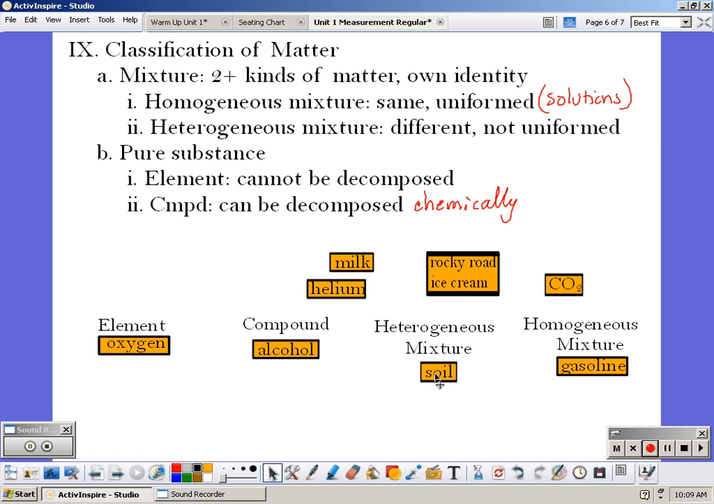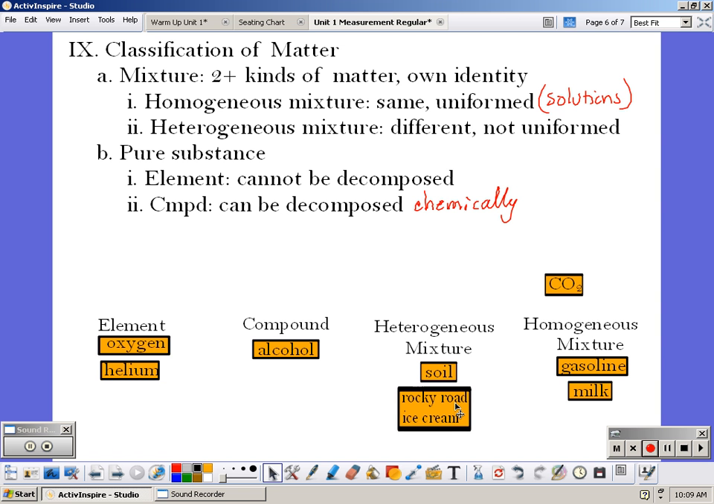Helium is an element. Symbol is He. Milk would be a homogeneous mixture. Rocky Road ice cream would be heterogeneous because you would be able to see the ice cream, the chocolate chips, the marshmallows. CO2, or carbon dioxide, would be a compound because it's made of carbon and oxygen.